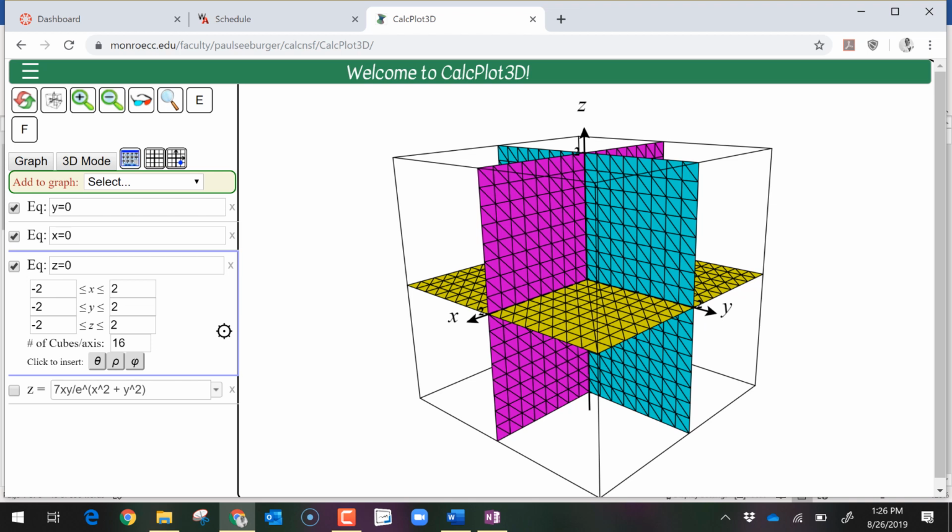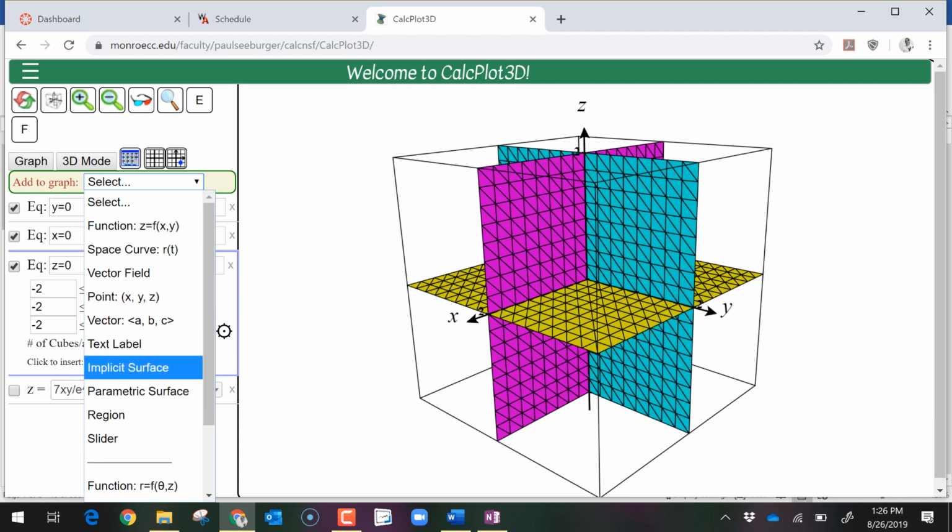So if you really feel like you can't draw and you're having issues trying to visualize something, you can jump to this program and learn how to use it over time. But right now, I used this thing called implicit surface that allows you to find a relationship between x, y, and z in an equation and then draw that out.